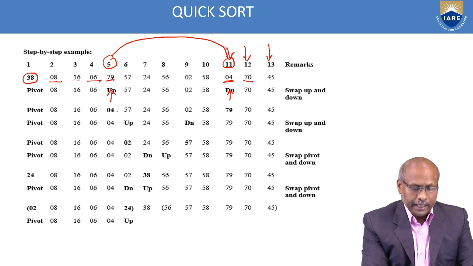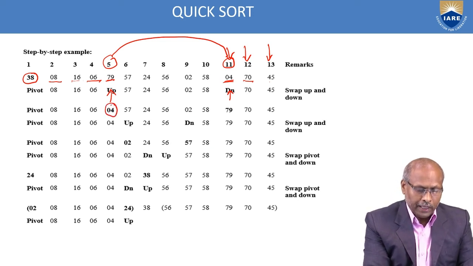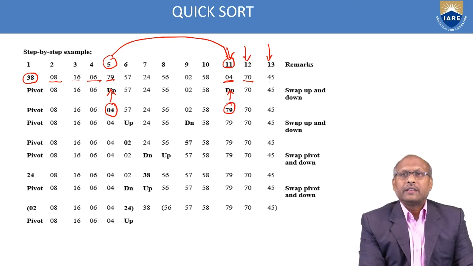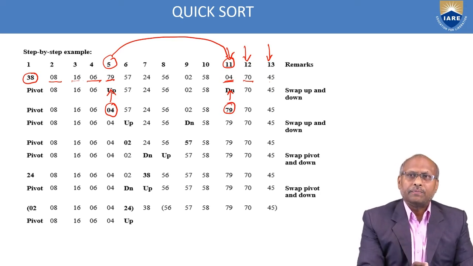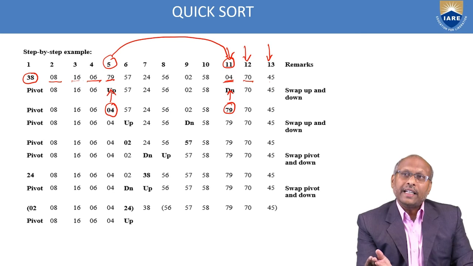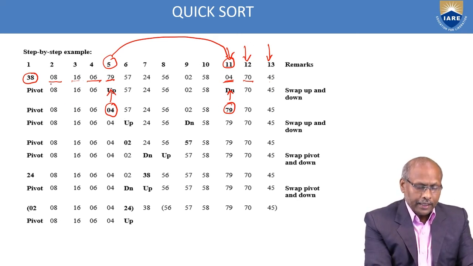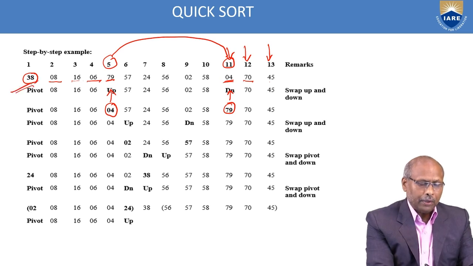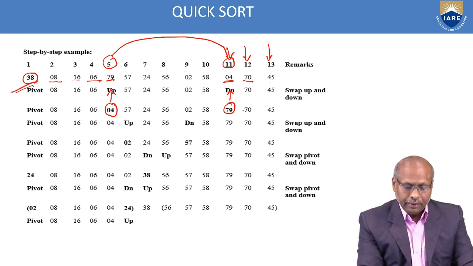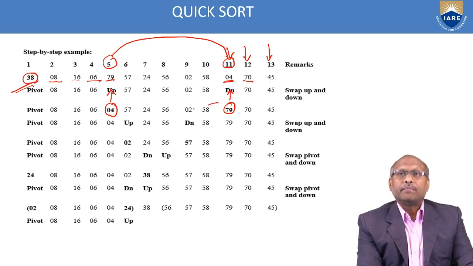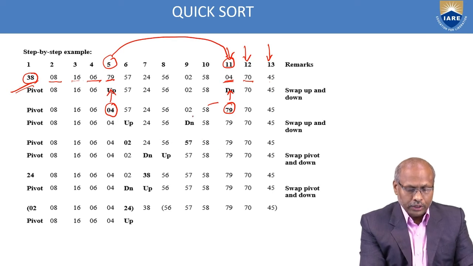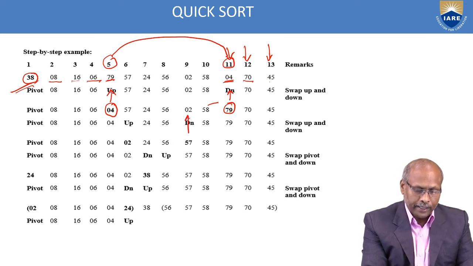After swapping, my data has come like this. 4 has come to this place and 79 has come to this place. After the first round, come to the second round again, because it has to continue until down has crossed up. So again check. 79 is greater than the pivot. Pivot is how much here? 38. So always check the pivot value. 79 is greater, then 58 is greater. But 2 is not greater than the pivot. So stop it. When 2 is not greater, down has stopped here.